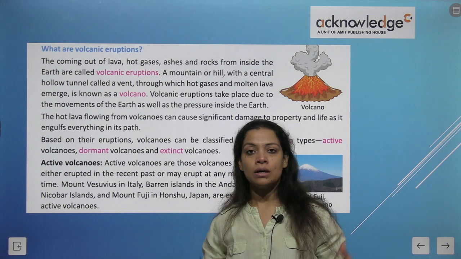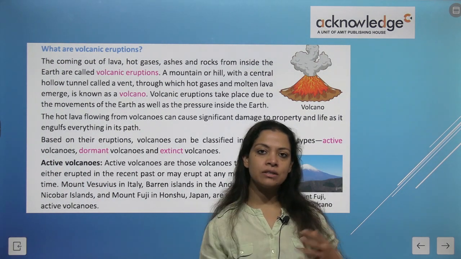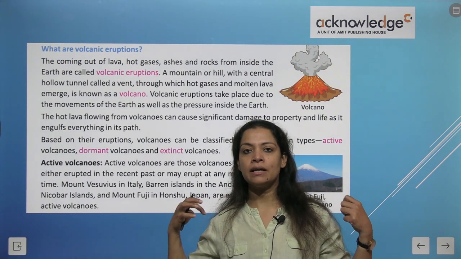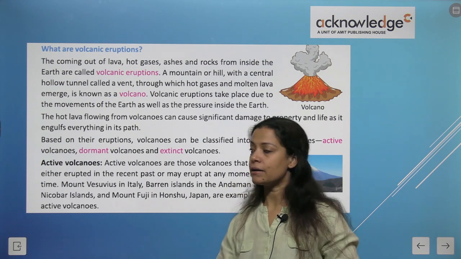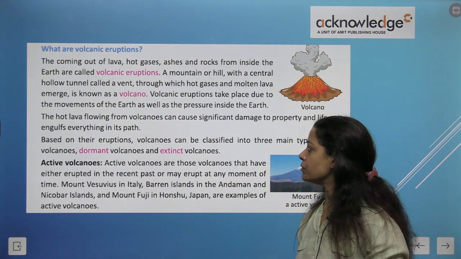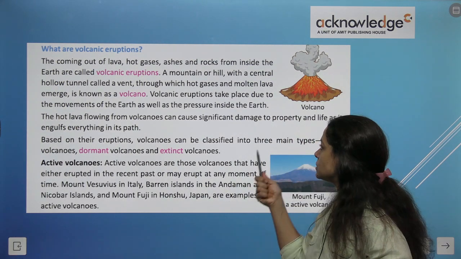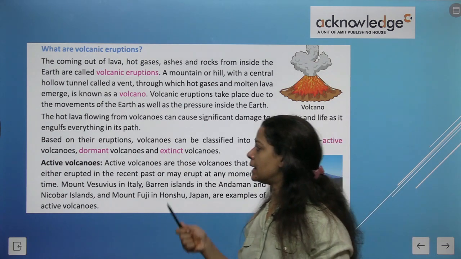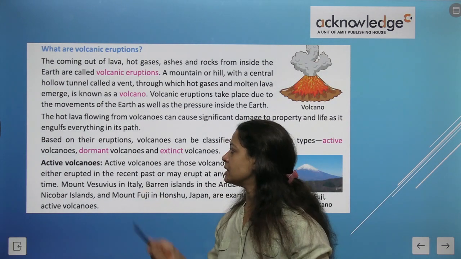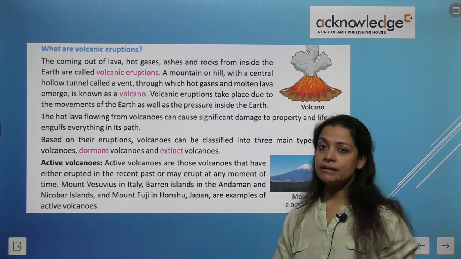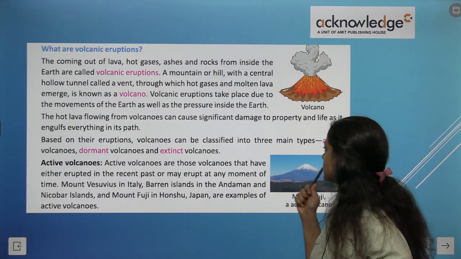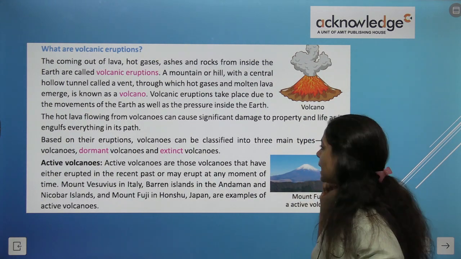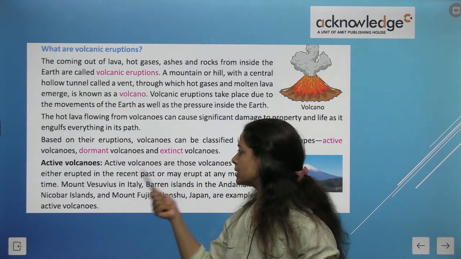Volcanic eruptions take place due to the movement of the earth as well as the pressure inside the earth. तो earth की movement की वजह से, pressure की वजह से heat generate होता है, which converts into volcanic eruption. The hot lava flowing from a volcano can cause significant damage to property and life, everything in its path.